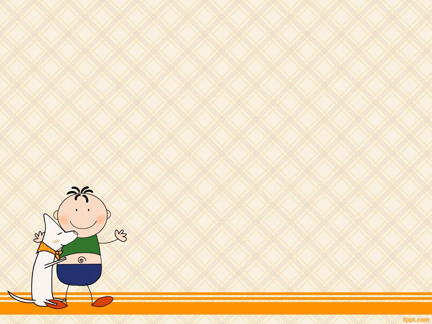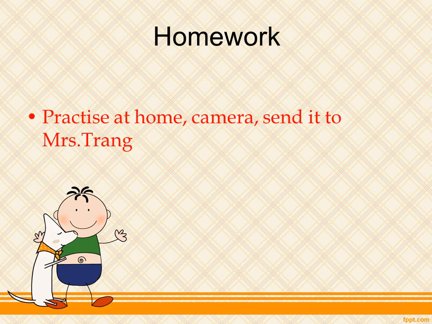Now I have only one homework for you. Our homework is practice at home. Camera, send it to me, to Miss Trang. And remember that you need to number the picture. Yes, you need to point to the pictures. Very good. And you can use some main structure. Good. Remember that camera and send to me by Zalo.